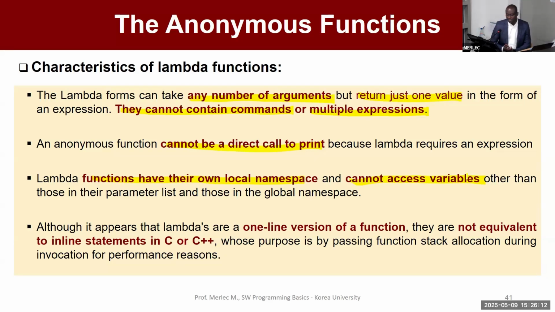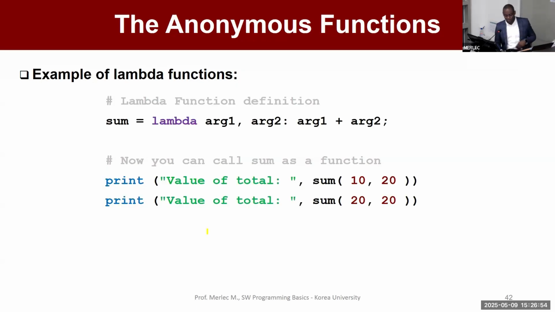And a lambda function cannot include multiple instructions or expressions. The lambda function is only a one-line version of a function. You have only a single line where you define the logic of the computation you'd like to do with that lambda function. This kind of instruction is not equivalent to the statements which are provided in C or C++. So this is just a particular case of implementing an anonymous function which the Python programming language provides.